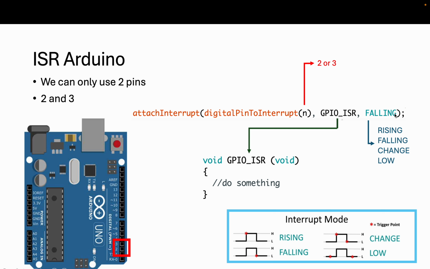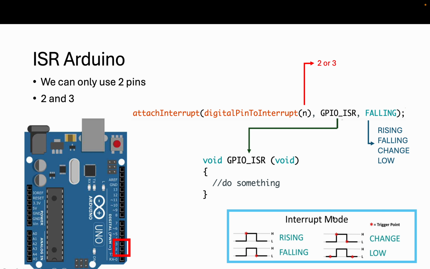If you write falling, like in this example, if you press the button, it'll go up. So no interrupt will get activated. But when you release the button, which is when you go from 1 to 0, at that point the interrupt will get activated because you're falling from 1 to 0.